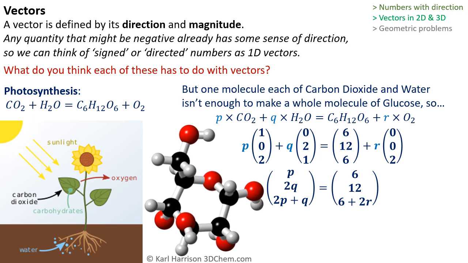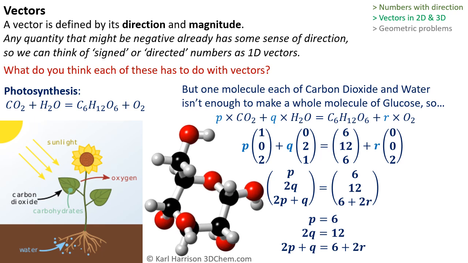On the right-hand side, the same thing has been happening. So we have 6 carbons, 12 hydrogens, and 6 oxygens from the glucose molecule. We have 2 oxygens from every oxygen molecule. When we put those together, we get a different list: 6, 12, and 6 plus 2R. But because we know that both sides need to balance, we can treat each of the separate entries in our column as distinct and unrelated to the others.